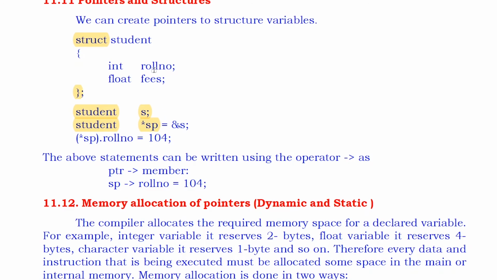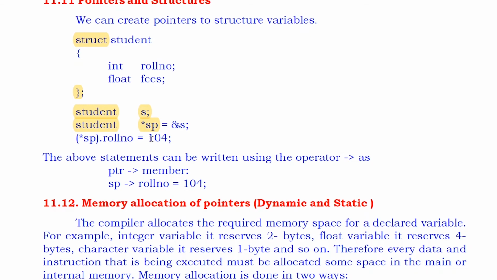Suppose you want to access these members. How do you access members of a structure? Using the dot operator: s dot roll number, s dot fees. This is what we learned last academic year about how structures function. These are the members of the student structure. Similarly, the pointer sp is also referring to the same memory location. So we do the same thing: sp dot roll number gives the address of this variable, and when I put a star, we are referring to the value. That's the only difference. The remaining is the same.